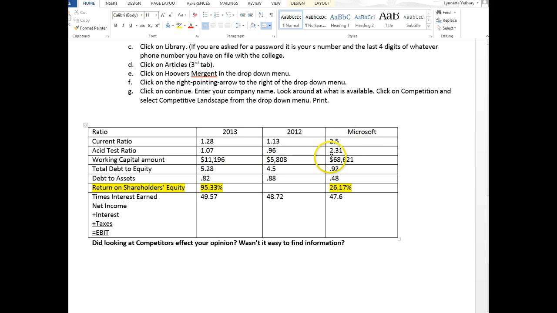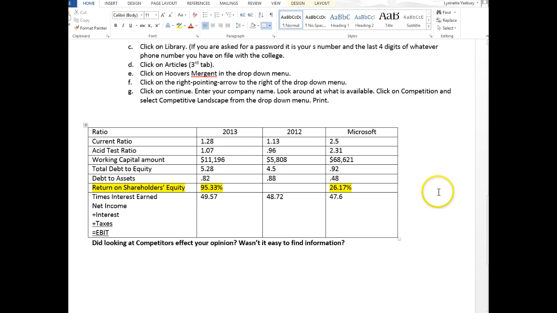Microsoft is more liquid, has far less debt in their capital structure, and more comes from equity than debt. But as you would expect to see, there's a decrease in the return to shareholders. It's a trade-off between risk and profitability, or return. A trade-off between risk and return.